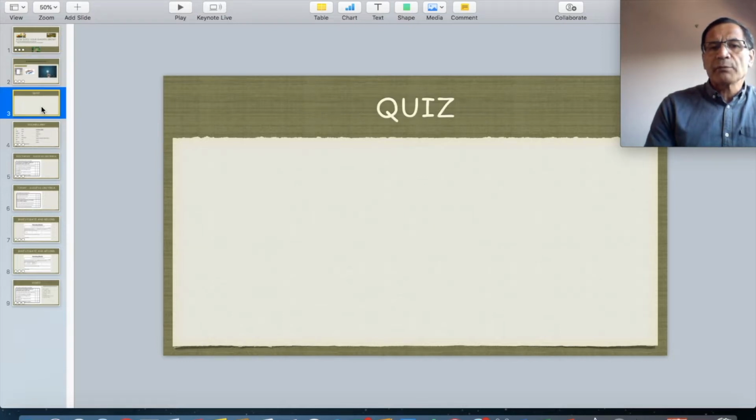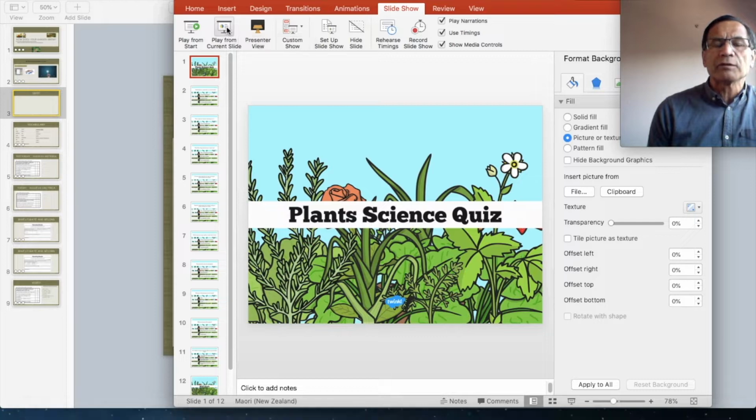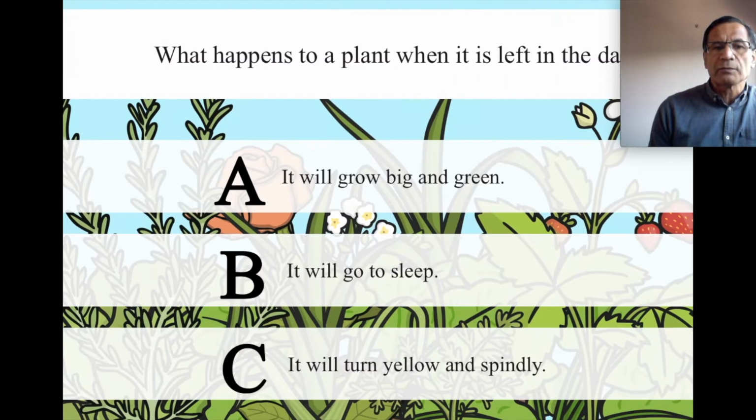Right, so number 3, we've got a quiz. And if we're doing any science topic, we will always have a quiz to keep you up to date with all the factual knowledge and skills that you need to know. So we've got a science quiz. So the first question is, what happens to a plant when it is left in the dark? Is it A, will it grow big and green? Is it B, it will go to sleep? Or is it C, it will turn yellow and spindly?